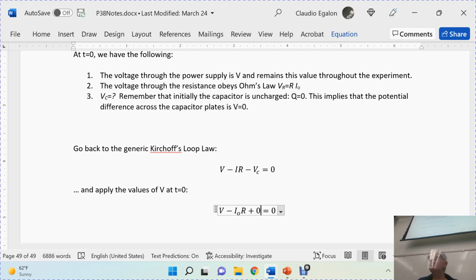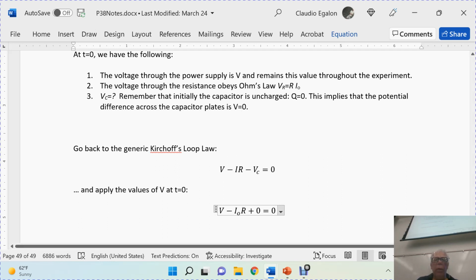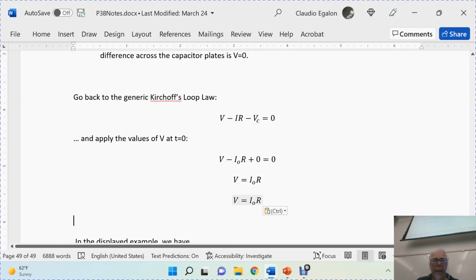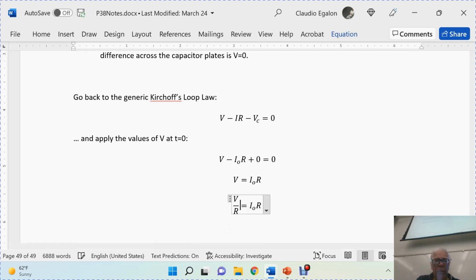I'm going to write like that. We know V, we know R. We do not know I naught. We can solve for I naught. And now everything that we're finding here is through Kirchhoff loop law. That's how we find the value of the initial current I naught. Okay, we solved that for I naught. V divided by R.